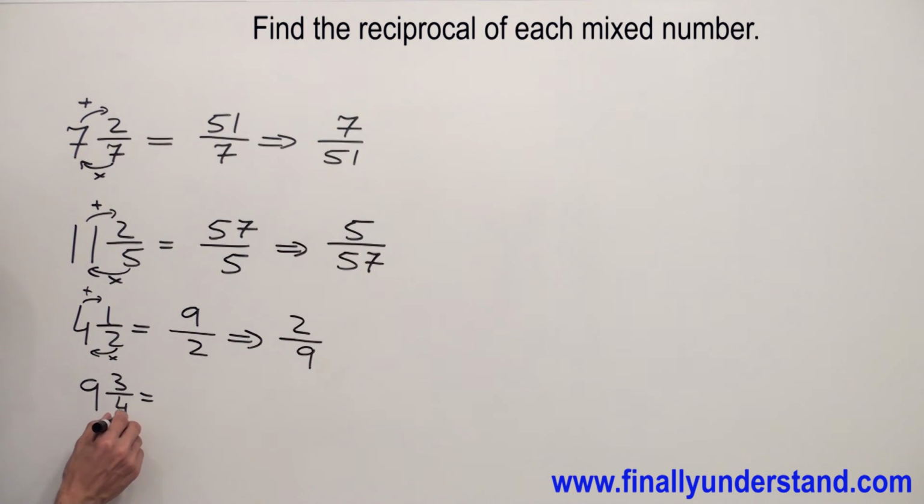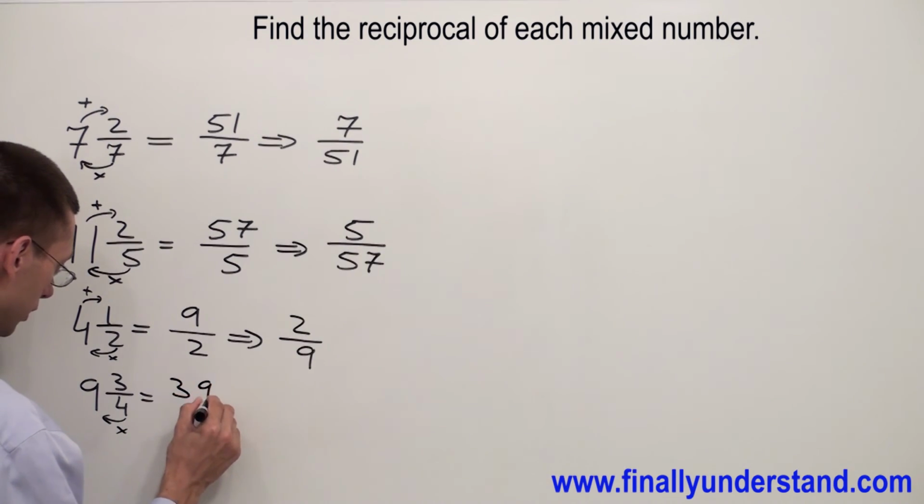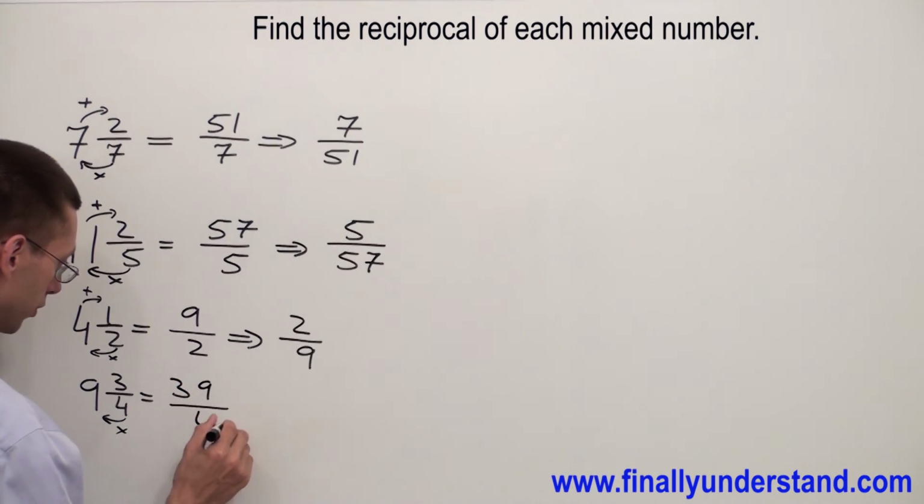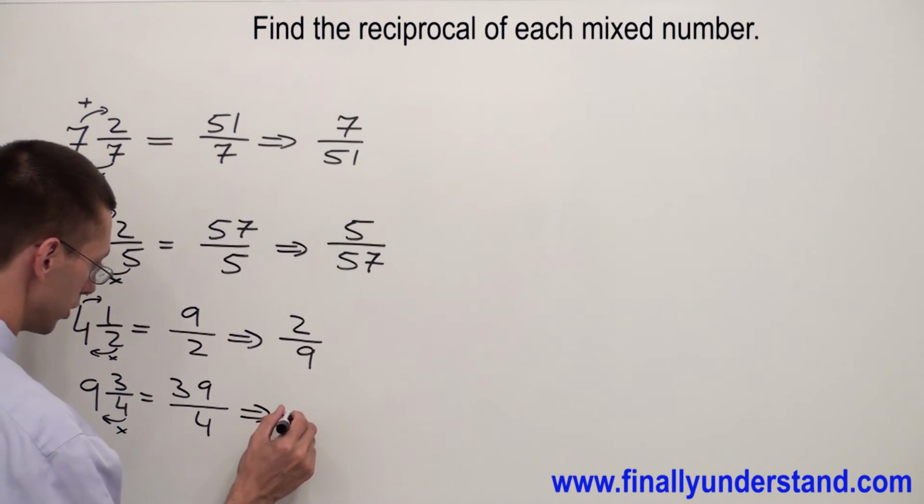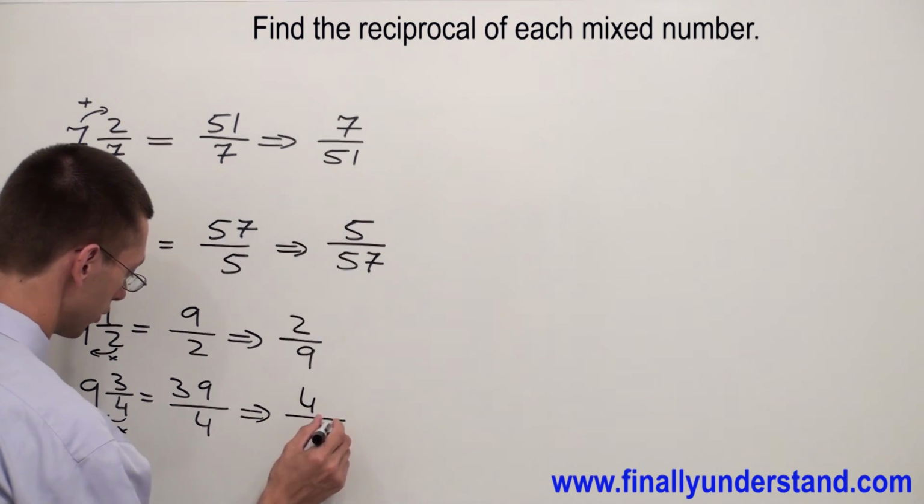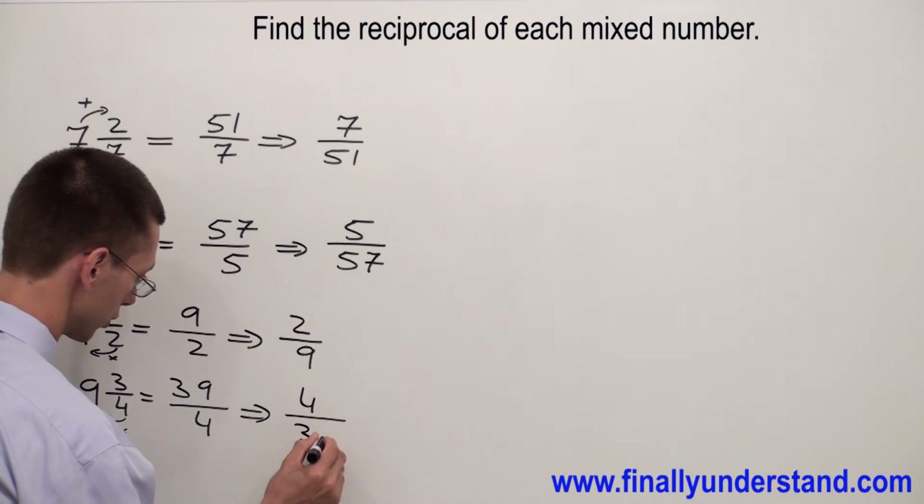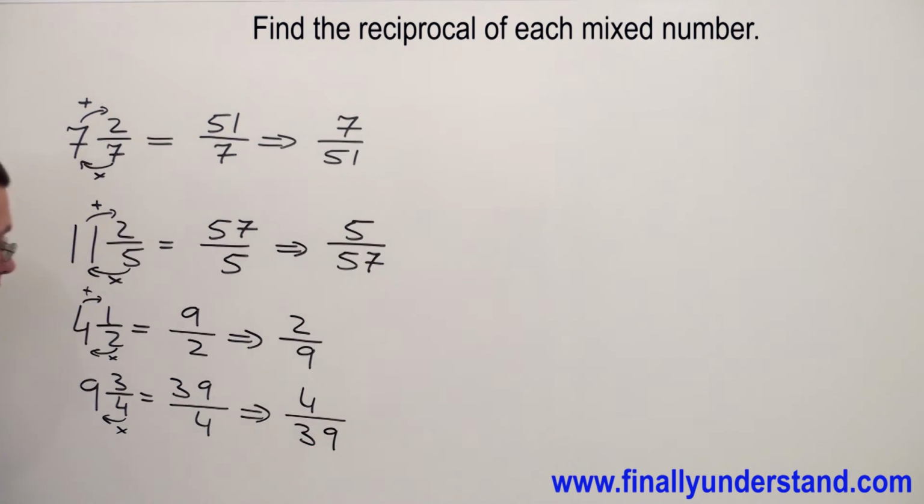The last one, I have 4 times 9 is 36, plus 3 is 39. 39 over 4. If you want to find the reciprocal, this is 4 over 39. Again, I cannot reduce anything. That's why this is my answer.